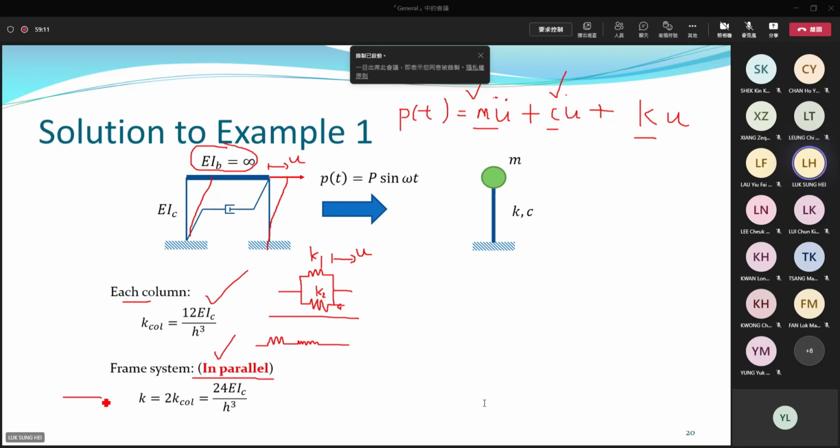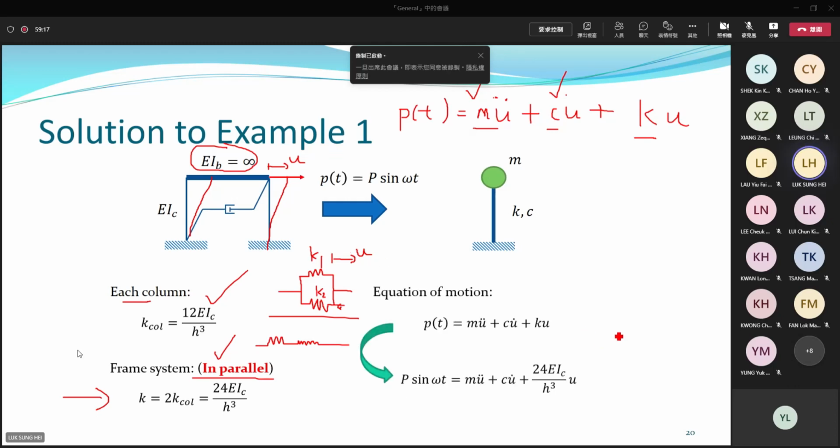But anyway, we have the K. Substitute K back into the formula. Then it becomes what you need in this problem. This is the equation of motion for this one-story frame structure under sinusoidal force. If you know how to solve it, then it is good news. That means you are an expert in single degree of freedom systems. You know how to determine their response.